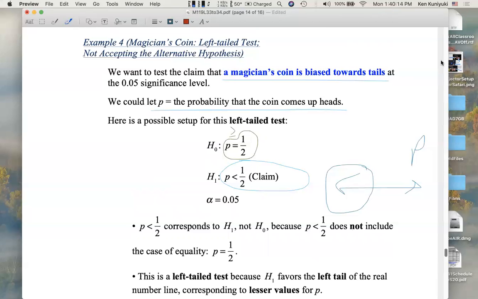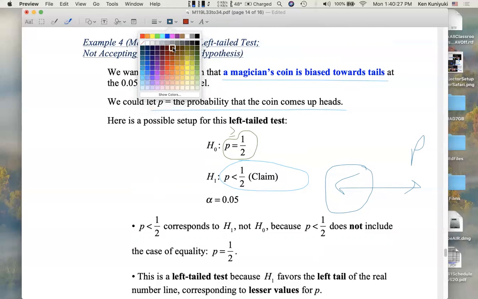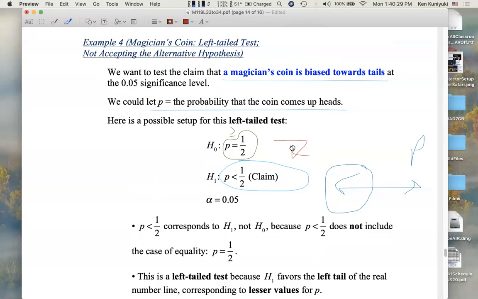Wait, the claim is that the coin is biased towards tails, not heads. Is there any way that we're going to reject this null in favor of the alternative? No way. There is no way it's going to happen. You don't have to do any more computation, really. Just from statistical sense, you realize there's no way I'm going to dump the null in favor of a tail-favored alternative when I'm getting more heads.